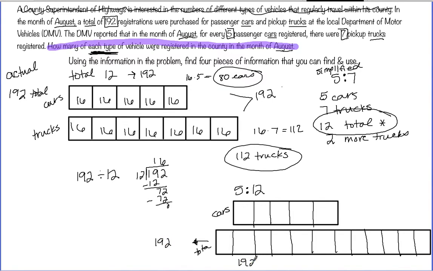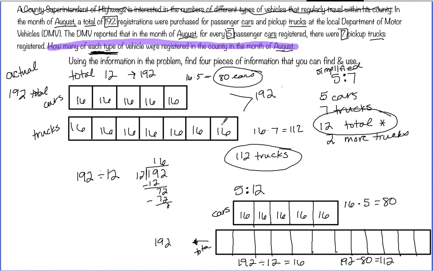So again, I end up doing 192 divided by 12, which I already know is 16. So I know each box is worth 16. So I end up doing 16 times 5, which ends up getting me 80. Then I know that there are 80 cars, so I can take my 192 total, subtract the 80 cars, and I get 112, so that would have to be the number of trucks.